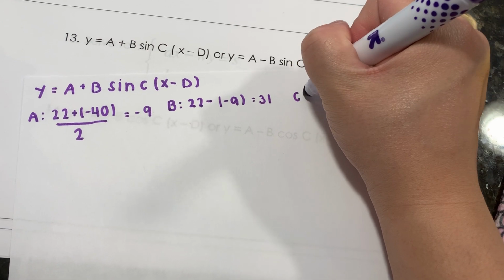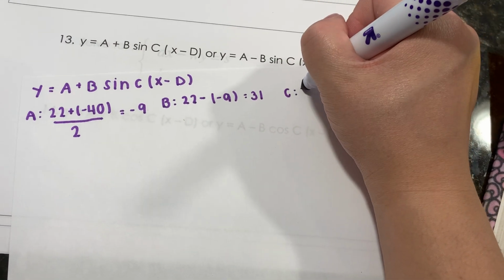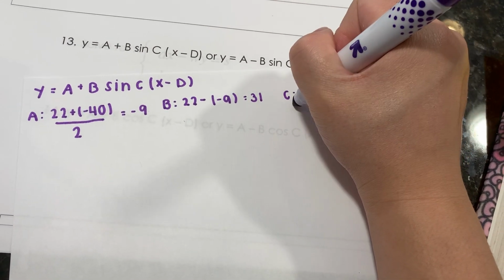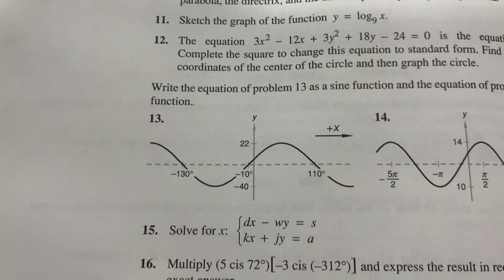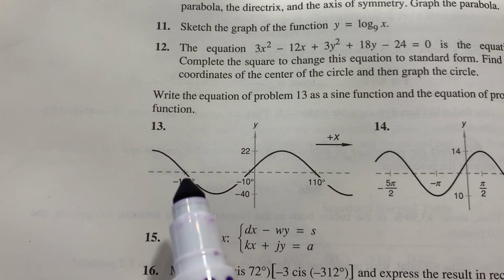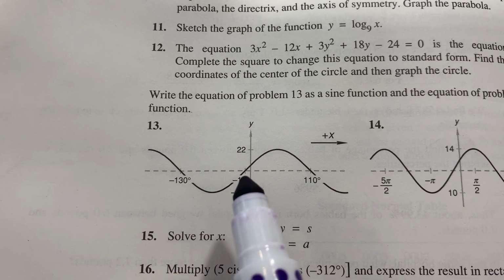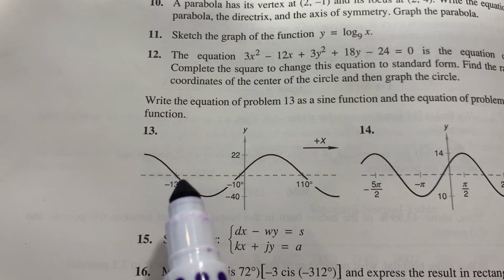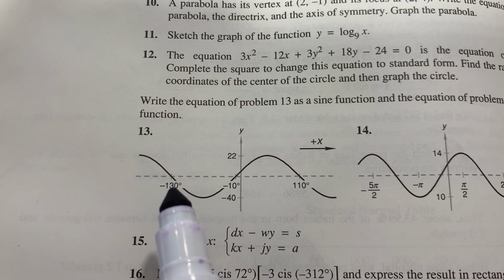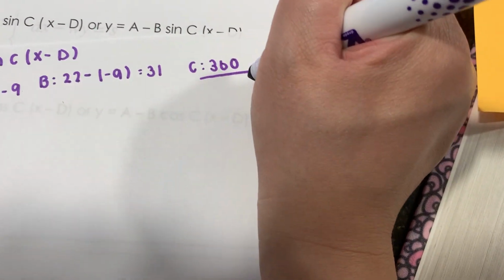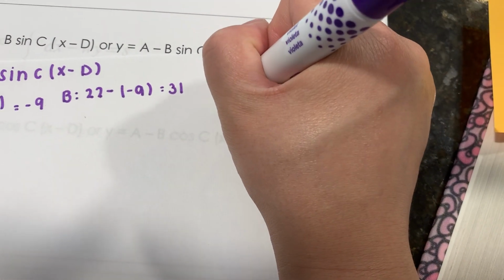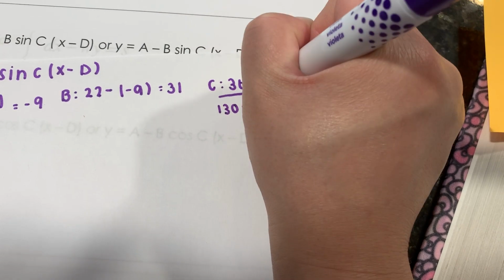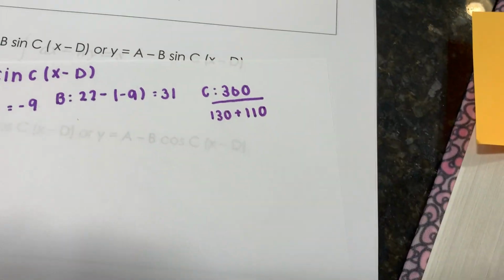Now for C, it's going to be 360 divided by the length of the period. I think this is where a lot of people are getting confused. So for the length of the period, notice that it's starting at negative 130. It circles up and then circles up and to 110. So the length of the period would be the distance from negative 130 to 110. So when you're calculating the length of the period, it would be 360 divided by 130 plus 110, like that.